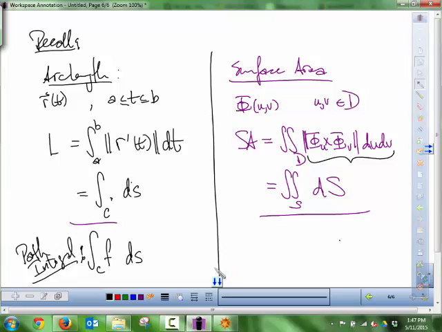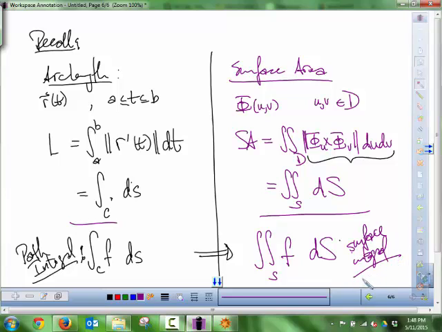Well, now there's a new equivalent, a new kid in town, so to speak. Guess what this is called? Surface integral.